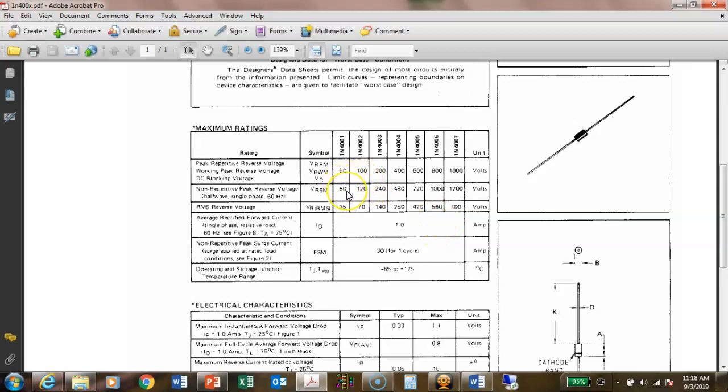But a 4001 could not block as much voltage as a 4007, right? You understand? So a 4007 could block up to 1200 volts. A 4001 could block up to 50 volts. This guy here says it could take 30 amps for 1 cycle.